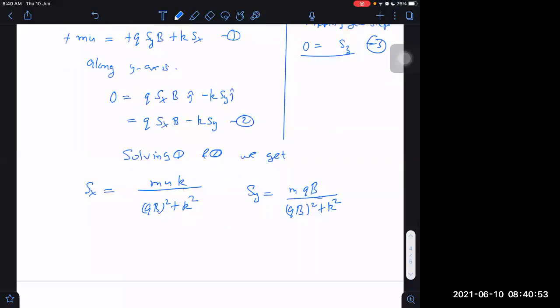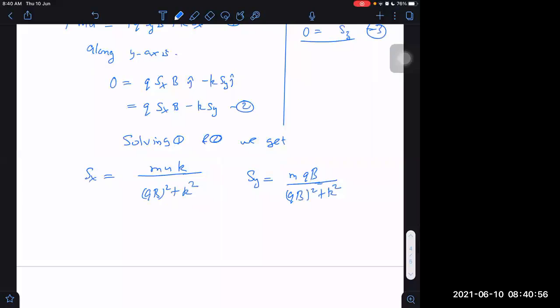That is SY. Mu, sir. Which will be the numerator? The numerator mu also, sir. Mu is also there. Yes, sir. So this is our result.